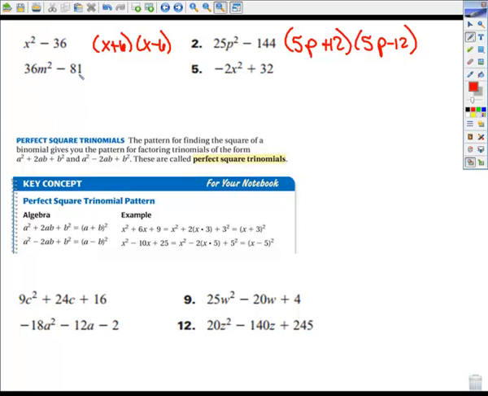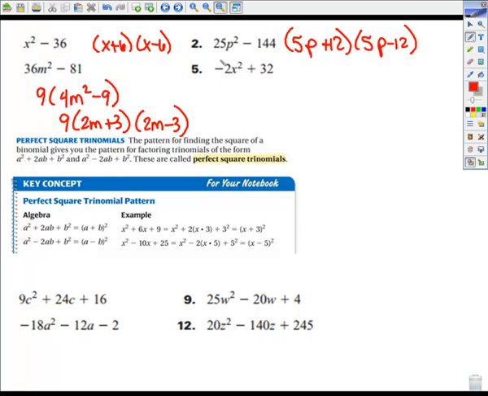We've got 36 and 81. The greatest common factor of 36 and 81, I believe, is 6. Let me double check. Nope, it's not 6. I was wrong. Actually, it's a 9. My bad, it's a 9. So if I factor out a 9, I'm going to get 4m squared minus 9, and now I want to keep going. The square root of 4m squared is 2m, the square root of 9 is 3. So 2m plus 3, 2m minus 3, but you have to have that factor of 9 pulled out.